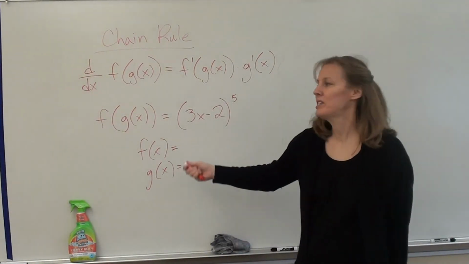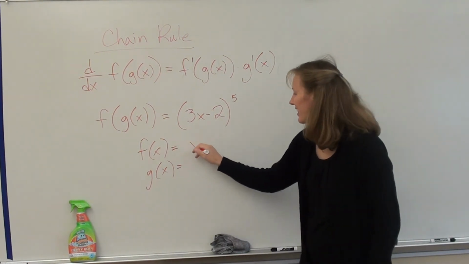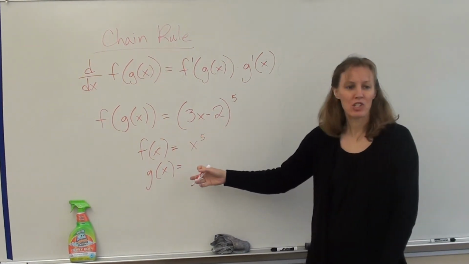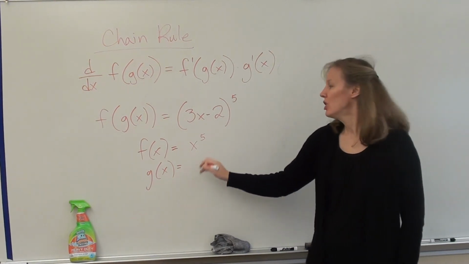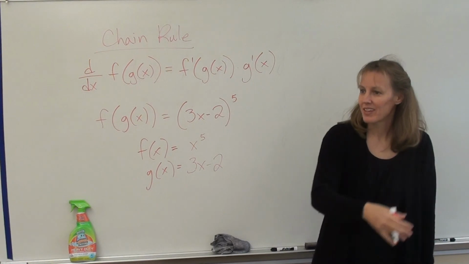Alright guys, what'd you get? What's f of x? x to the 5th. Very good. And then what's g of x? 3x minus 2. Good.